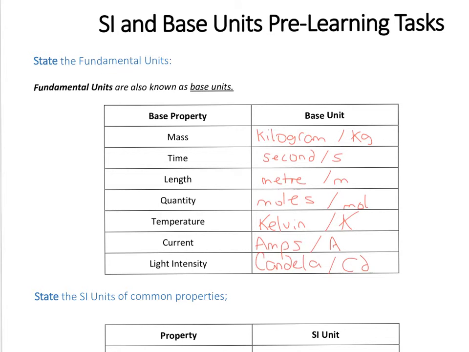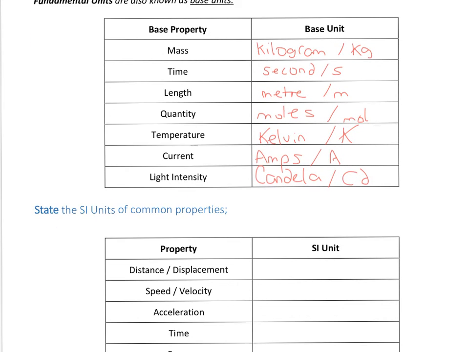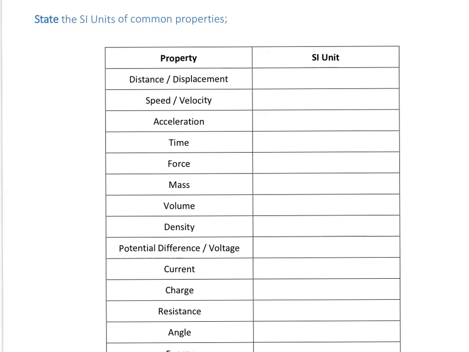So those are the fundamental units, and next we'll look at the different SI units, which are the units that you'll put into equations throughout the course when we come across them, and then the last part we'll look at how to go between the two. So those are the 7. You need to know what those are and remember what their units are.